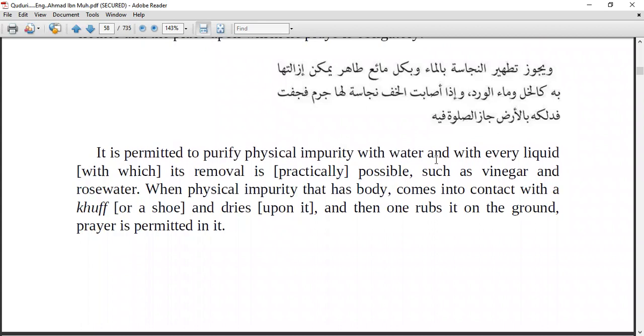ويجوز تطهير النجاسة بالماء وبكل مائع طاهر يمكن إزالتها به. So the purification of physical impurity is permitted with water and with every other pure liquid. So you could probably wash off filth using Coke if you wanted to, because it is a liquid and it is pure. So anything that flows, you can use that to get rid of najasa al-haqiqiyya, and it will become pure again.